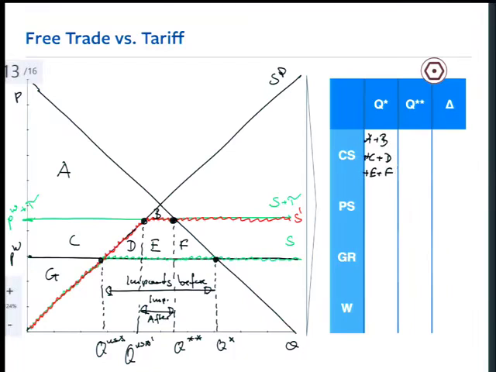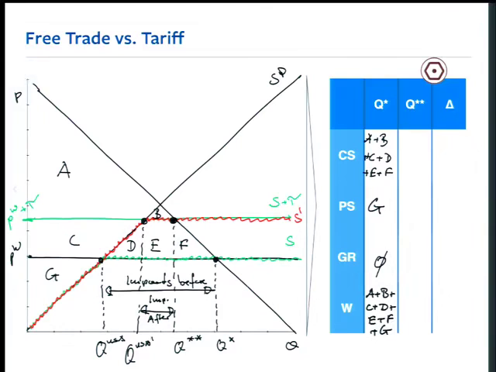Domestic producer surplus is going to be, well, in their initial setting, they produce QUSA. This is the supply curve. This is price, so it's just G. Government has no revenue under free trade, so welfare is A, B, C, D, E, F, G. Okay, now we're going to go to Q double star, where we charge the tariff.